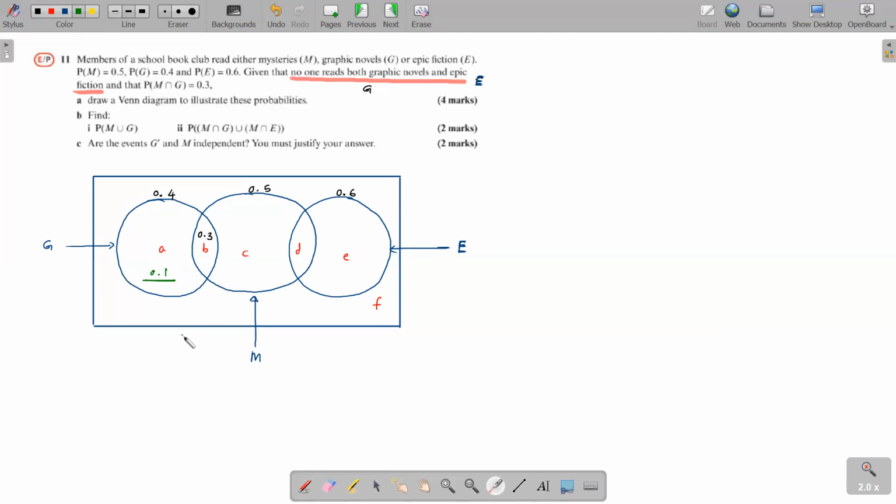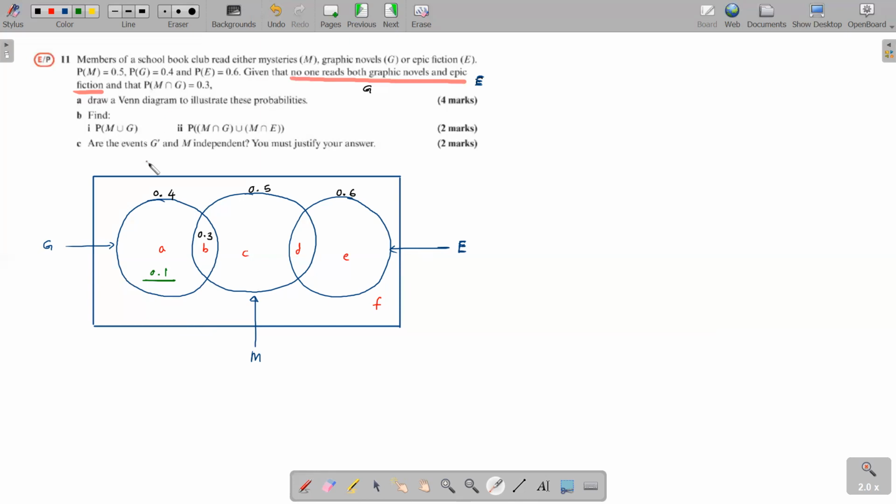Okay, so how do we find the remaining probabilities? Let's go for the next part of the sum. I think that's all we can mark at this point. This is 0.5, 0.4, 0.6. No one reads both, so I have separated G and E, and M intersection G is 0.3. That's done. So we'll leave it at this point and let's go for the next part.